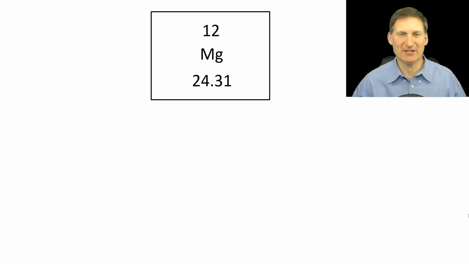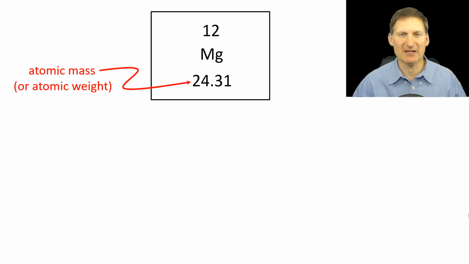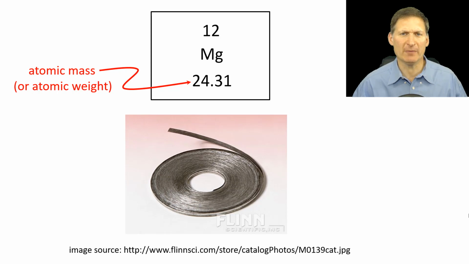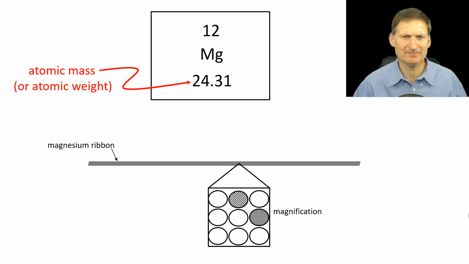Here's the information we typically get for the element magnesium from the periodic table. As Liam said, the larger of the two numbers, atomic mass, is the focus of this lesson. Let's say we have some magnesium ribbon which looks like what you see here. Let's say we took a piece of that ribbon and then magnified a tiny section of it many times, so much so that we could actually see the atoms of magnesium.